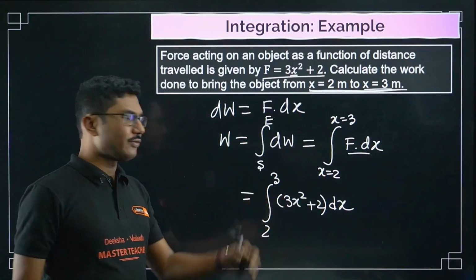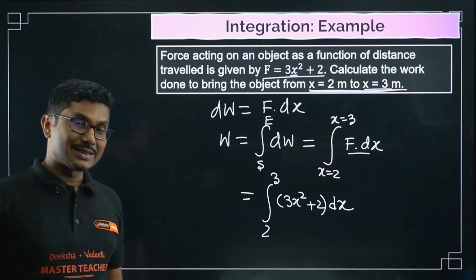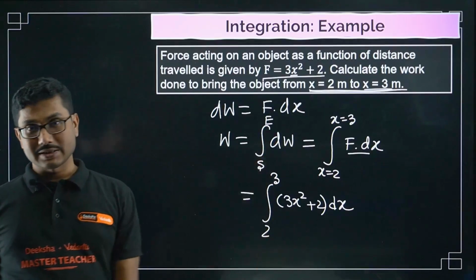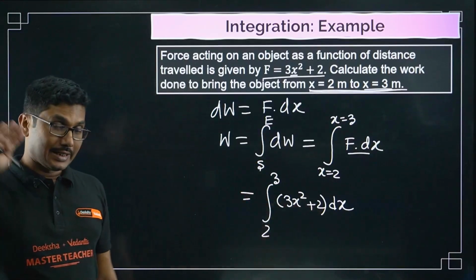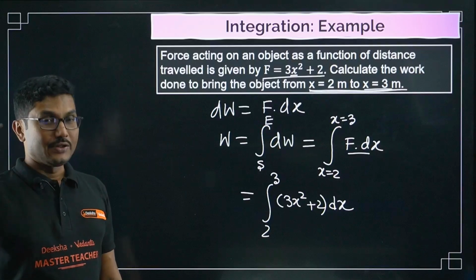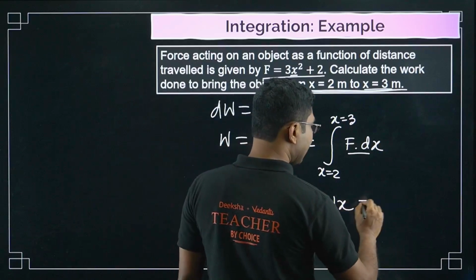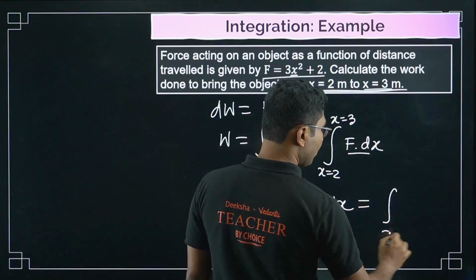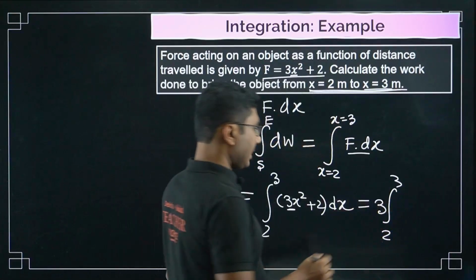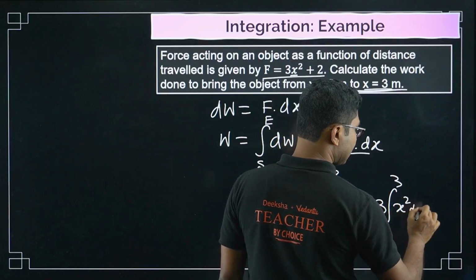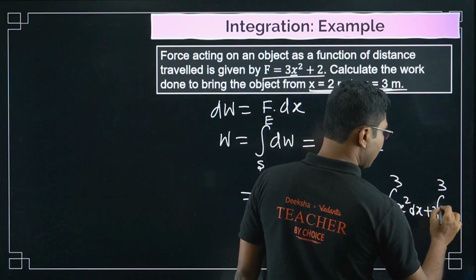Now in case of differentiation, if there was a plus sign or minus sign, you could simply divide it into two separate differentiations and differentiate each term separately. Here also we will integrate each term separately. So integral from 2 to 3 of 3x square dx, where 3 is a constant and can come out of the integration, plus integral from 2 to 3 of 2 dx, where 2 is a constant and also comes out.